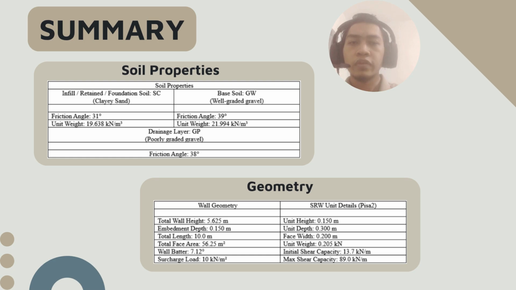And then for the geometry of our design project, the total wall height was 5.63 meter and the surcharge load was 10 kilopascal. For our SRW unit details, we use a unit height of 0.15 meter. Our initial shear capacity was 13.7 kilonewton per meter, and our maximum shear capacity that we got was 89.0 kilonewton per meter.